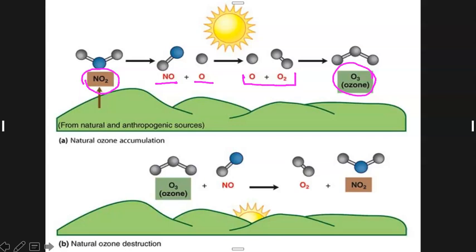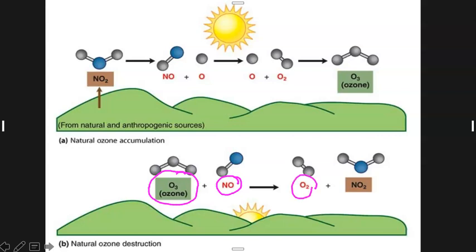What will then happen with ozone is it is going to react to the NO that was released earlier. So we can see in the bottom picture down here, we have our ozone reacting with nitric oxide, or NO, and they will separate into atmospheric oxygen, or O2, and NO2, and then that NO2 can actually go back and do this reaction at the top all over again.